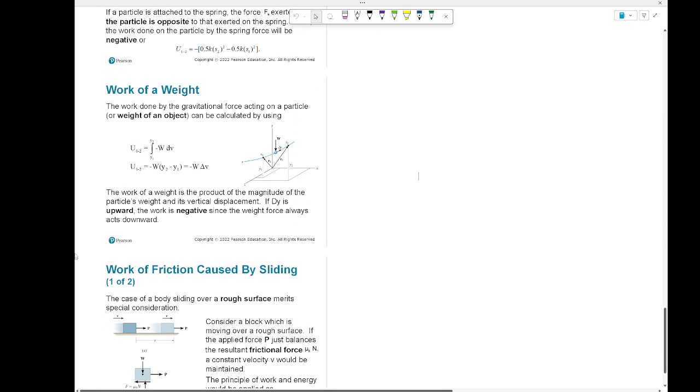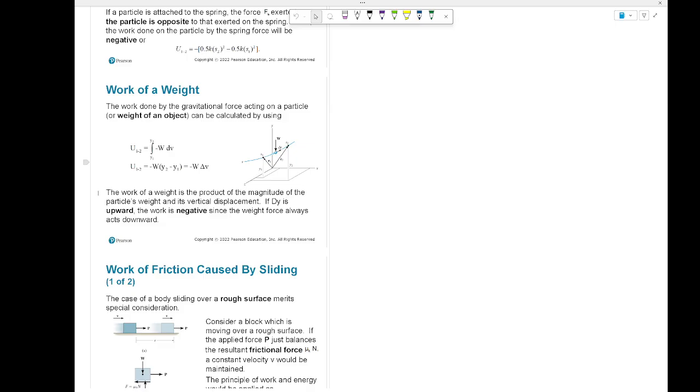Then it didn't end here. It has more stuff. That's the last one, by the way. So work of friction caused by sliding. There's this friction happening here, right? And friction again, the same thing. The friction is mu k because it's dynamics, right? Mu k is the kinetic coefficient of friction. Remember that, right?